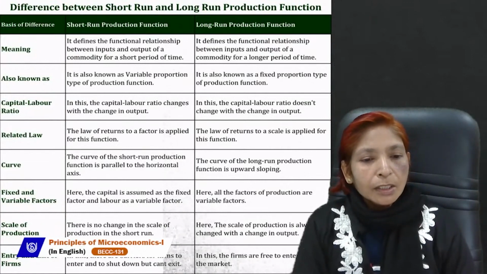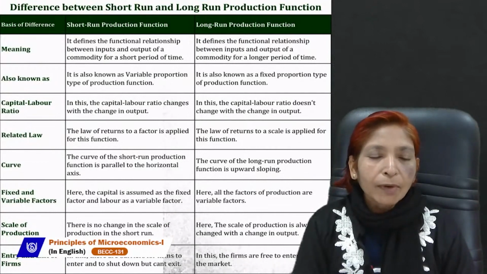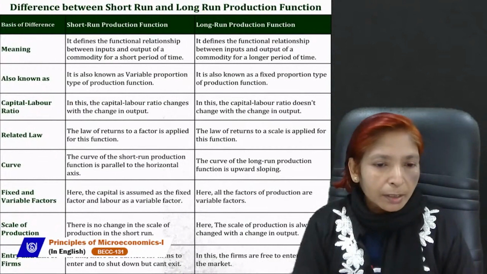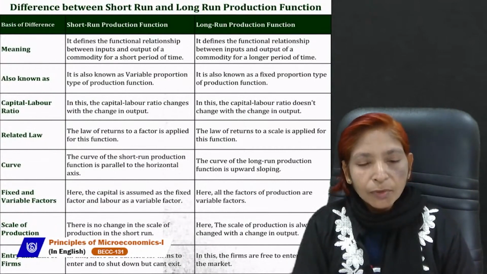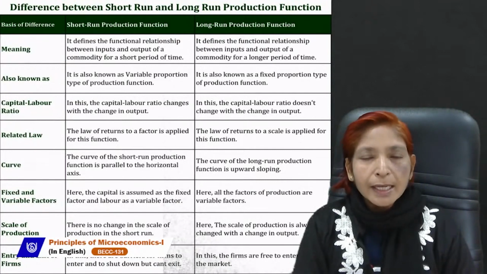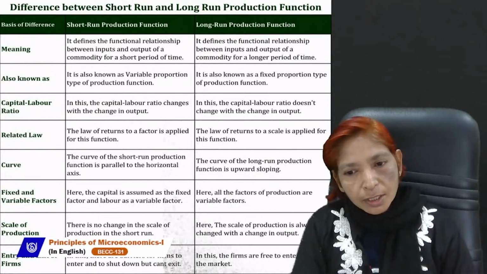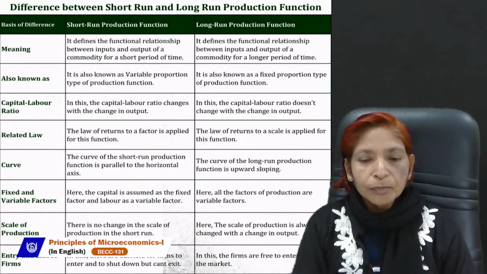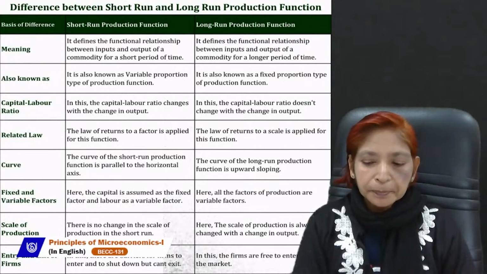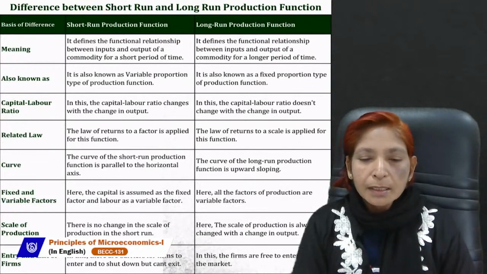If we take units of labor on x-axis and units of capital on y-axis, and in short run, when capital remains constant, only the units of labor varies. In this case, expansion path or curve will be a horizontal line. And in long run production function, the curve of the long run production function is an upward sloping 45-degree line. Because in long run, all the factors of production can easily change.